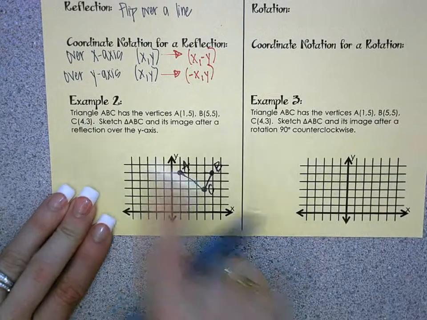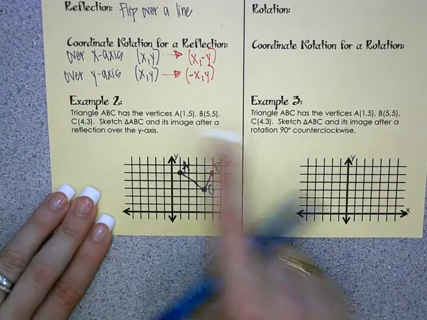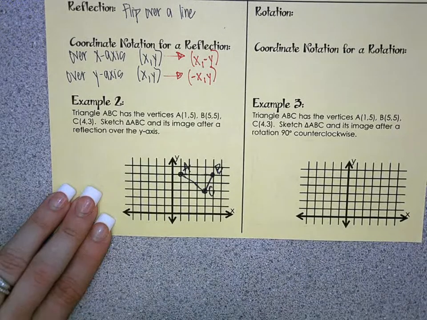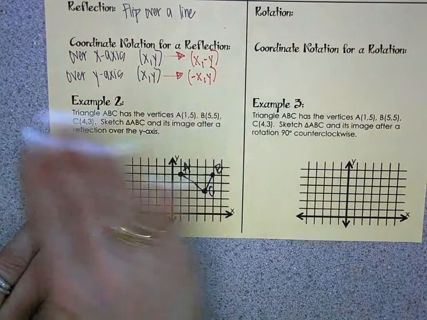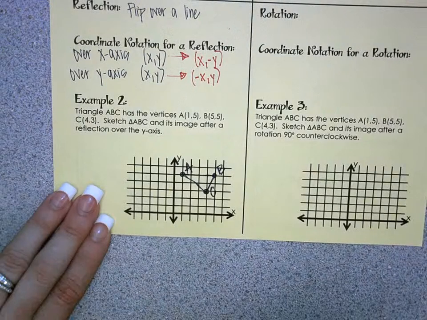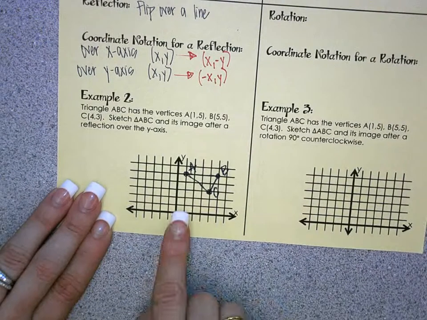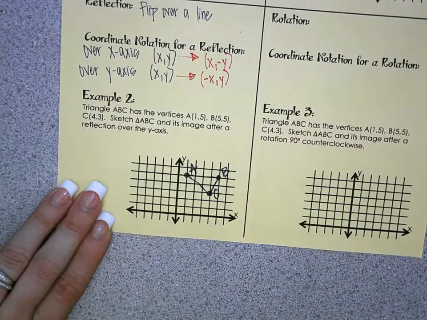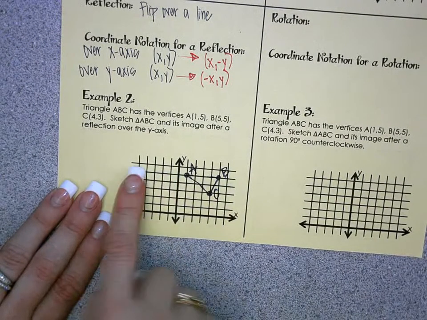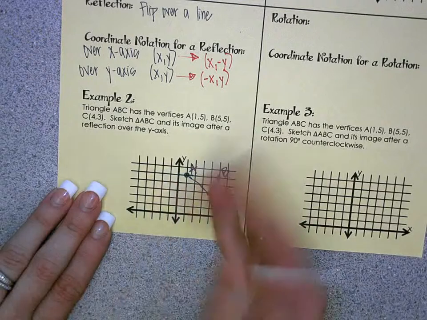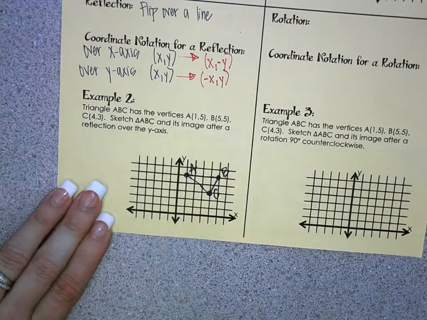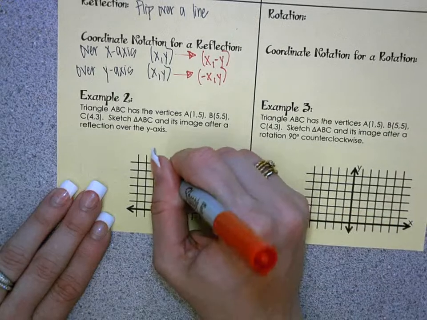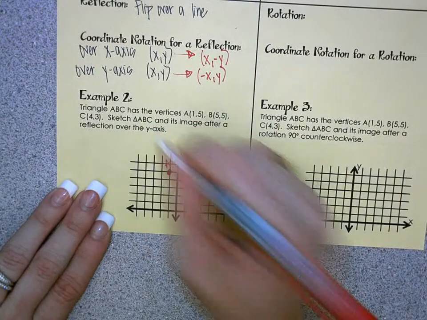What I want you to do is sketch the image. So we want to sketch the image after reflection over the y-axis. So is that going to move this triangle side to side or up and down? If I flip it over the y-axis, it's going to go side to side. So if it goes side to side, is this A point going to move? It's going to flip over, right? So the A point is going to go from here to here. Okay, that's going to be your A prime.